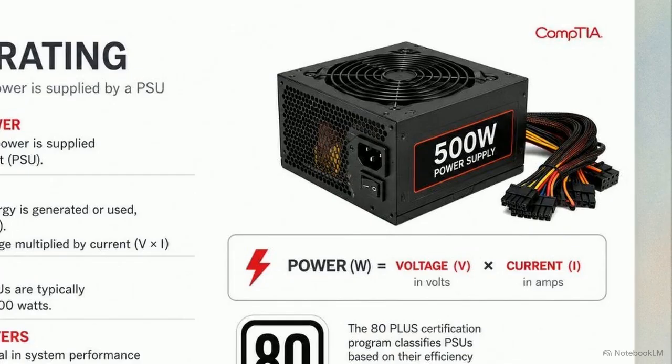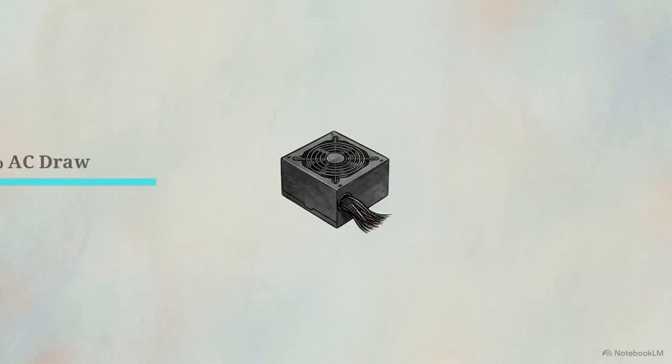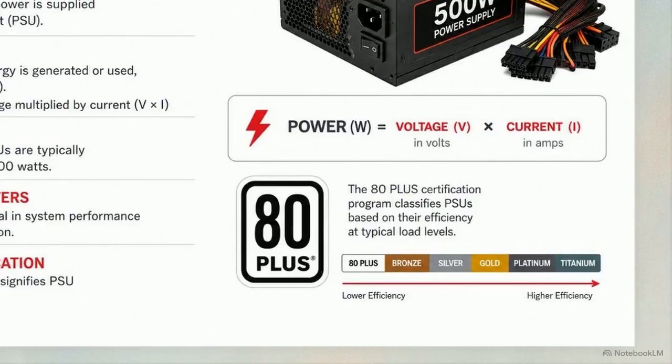To know exactly how large of a power supply we need, we calculate the total system demand using a strict mathematical formula. As shown here, total wattage is simply the required voltage multiplied by the current in amps drawn by every component combined. But the conversion from alternating to direct current is never perfect. Every power supply wastes a percentage of the electrical draw, and that wasted AC power is physically converted into heat.